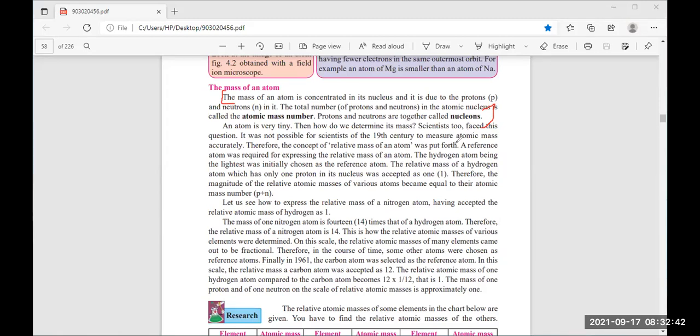A reference from, you can start with a reference. Okay, then until this you can write an example. So you can write this example one from here up to here. Get it? Point-wise answer. You can write first this one, then second one a reference atom was required for expressing up to the P plus here, and then second one the carbon atom was. Okay, got it? This is the first thing.